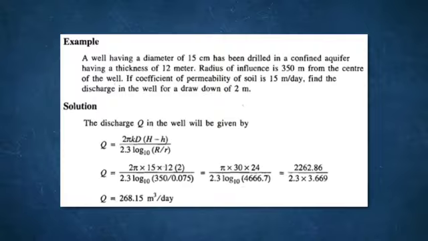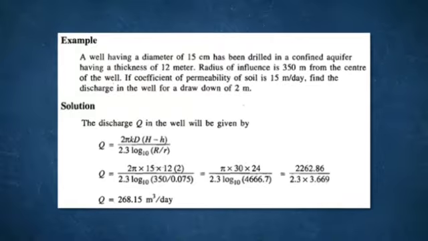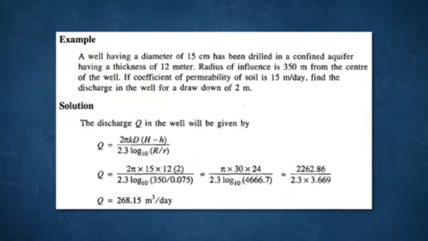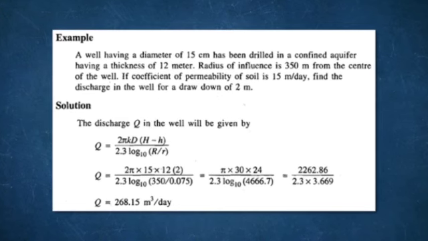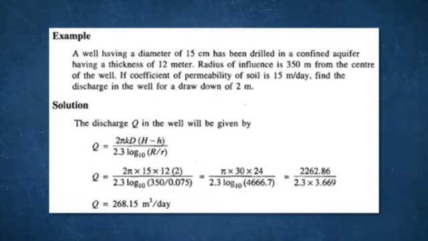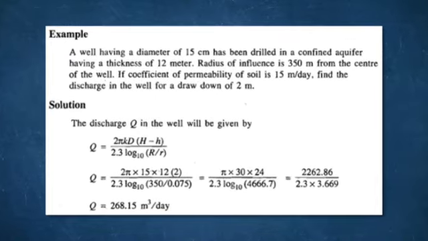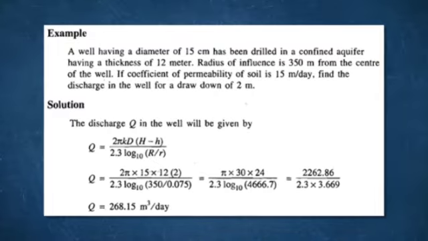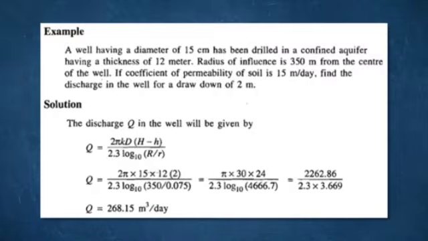Example: a well having a diameter of 15 cm has been drilled in a confined aquifer having a thickness of 12 meter. Radius of influence is 350 meter from the center of the well. If the coefficient of permeability of soil is 15 meter per day, find the discharge in the well for a drawdown of 2 meter. So here the formula is Q = 2πKD(H − h) / [2.3 log10(R/r)].